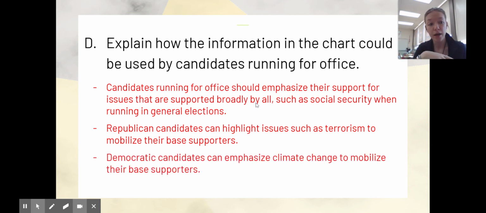And then on the flip side, Democratic candidates can emphasize climate change to mobilize their base supporters, right? We know that environmental issues are pretty important to liberals. So the Democratic candidates are going to talk about climate change and what they're going to do about it to try and get voters out to support them.